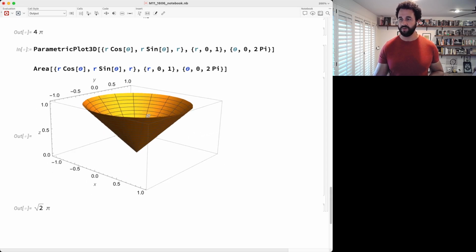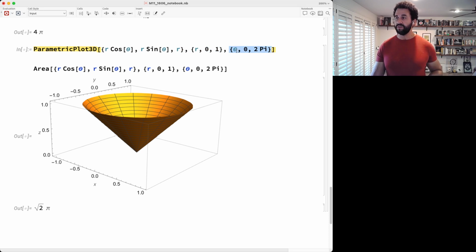There you go. So this is the cone. R goes from 0 to 1. And here is the plot. So I used a ParametricPlot3D command: r cosine theta, r sine theta, and then r. Those were our parametric equations, right? r goes from 0 to 1. Theta goes from 0 to 2 pi.